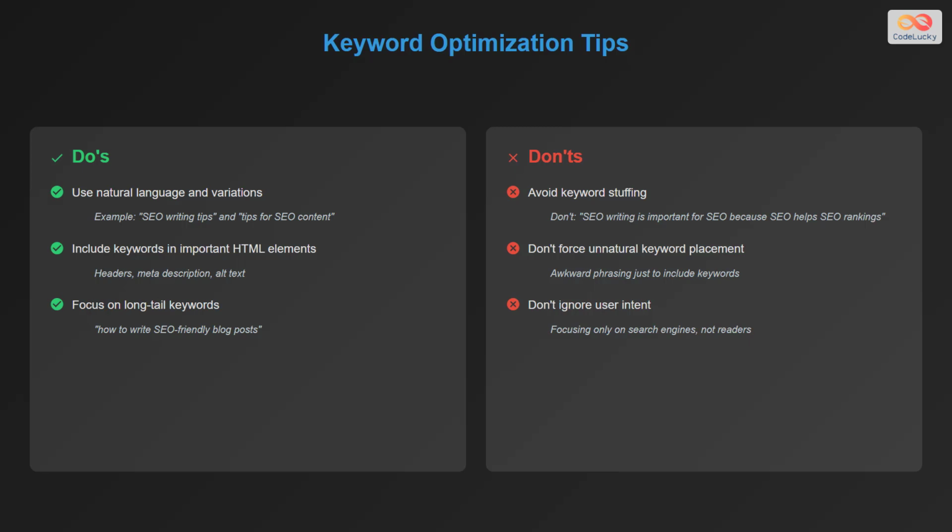Now the don'ts. Avoid keyword stuffing. For example, don't write search engine optimization writing is important for search engine optimization because search engine optimization helps search engine optimization rankings. Don't force unnatural keyword placement. Avoid awkward phrasing just to include keywords and don't ignore user intent. Focus on only search engines, not readers.